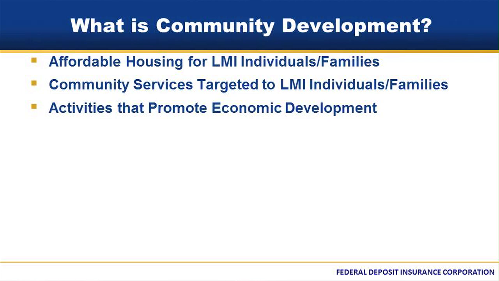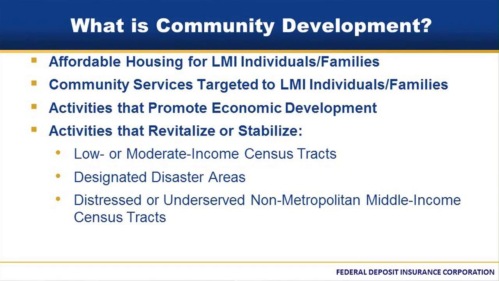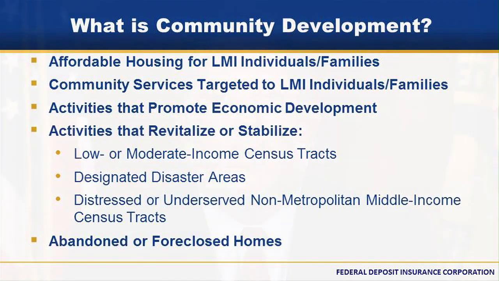The fourth component of community development is activities that revitalize or stabilize low or moderate income census tracts, designated disaster areas, or distressed or underserved non-metropolitan middle-income census tracts. The fifth and final prong of community development was added in January 2011. To qualify under the abandoned or foreclosed homes prong, the loan, investment, or service must support eligible development activities in areas designated under the Neighborhood Stabilization Program administered by the Department of Housing and Urban Development. Please note, to qualify as community development, the activity must meet one prong, not all prongs.